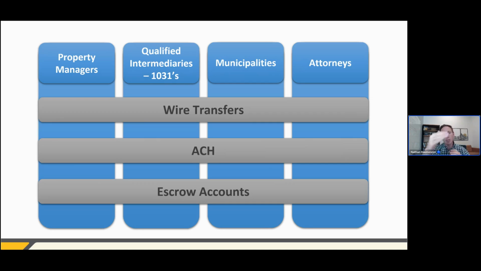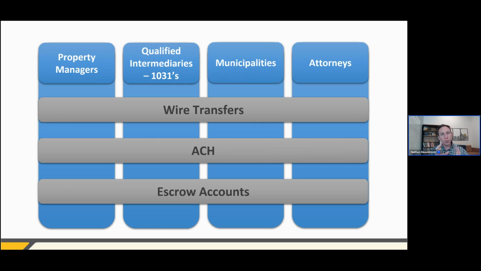And then I could go through the ACH escrow accounts. It's all the same. I have a horizontal offering that I'm going to take to all of my commercial customers. Wire transfers for all commercial customers, ACH for all commercial customers, escrow accounts for all commercial customers. And this is really nice and efficient from a bank perspective because you have one offering and you're good to go.